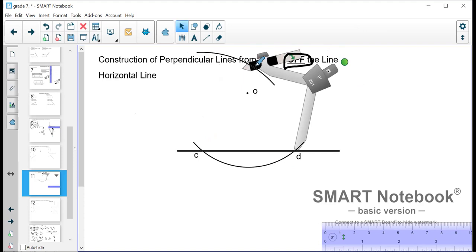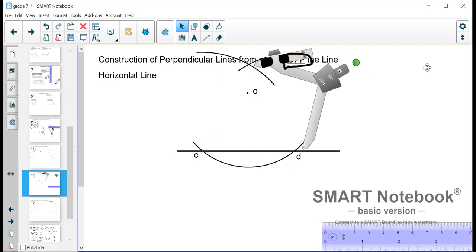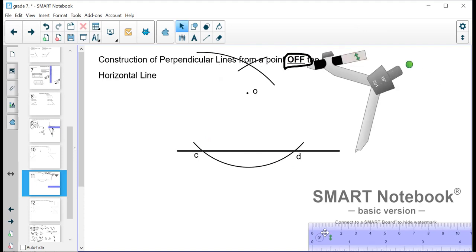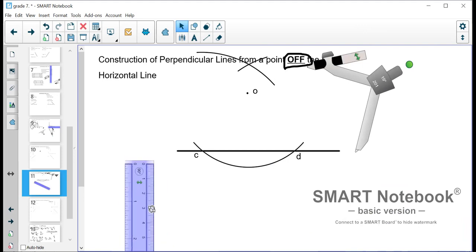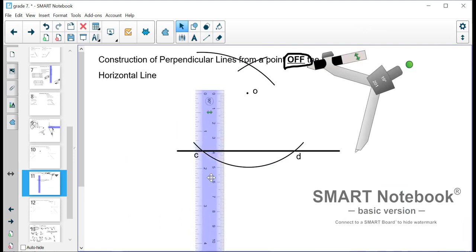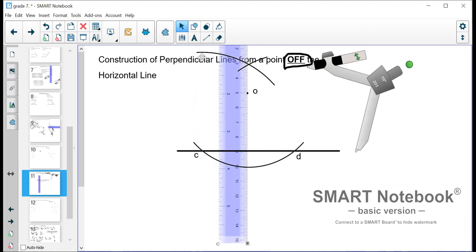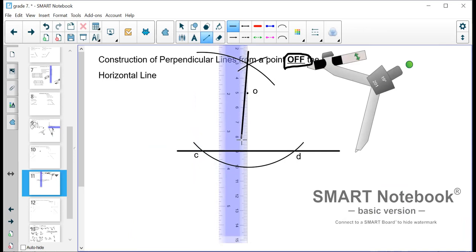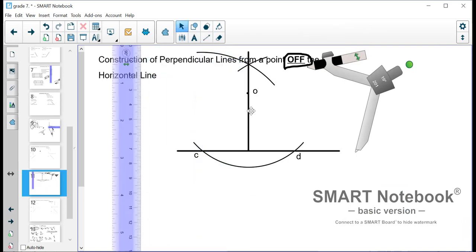Remember, it's all about intersecting so that we can find various points. So you intersect that arc, and now you take your ruler and you draw a line to cut that intersection, as well as pass through that point and touch the line. And that will give you a perpendicular line, right? But in this case, it was drawn from a point off the line. All right, now that is for a horizontal line.